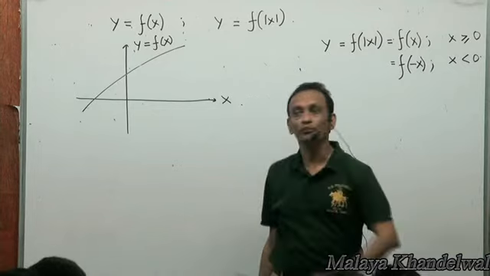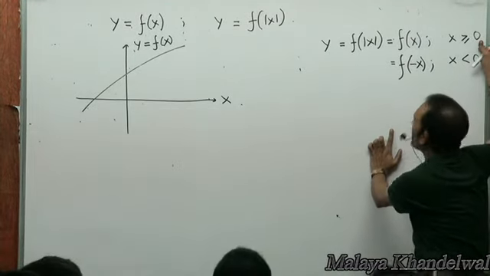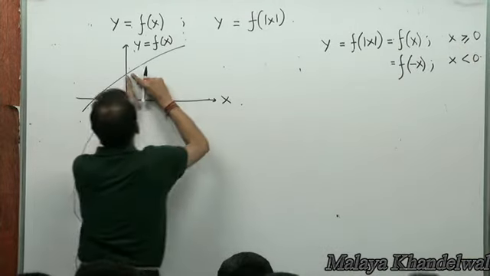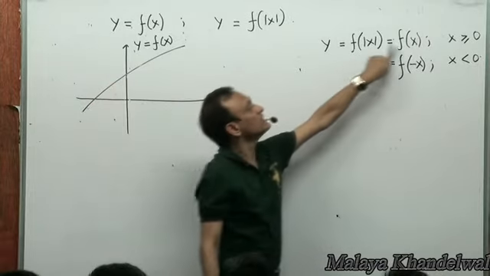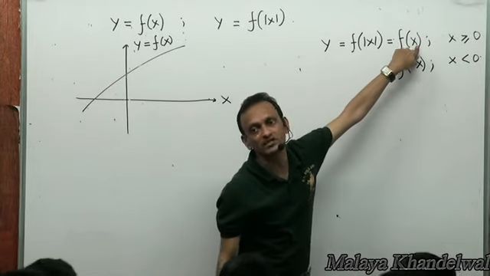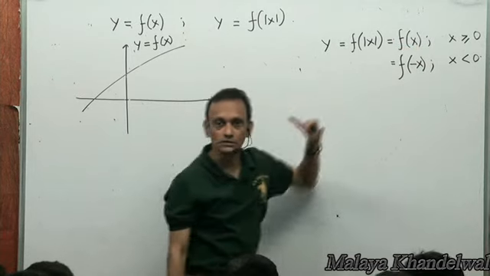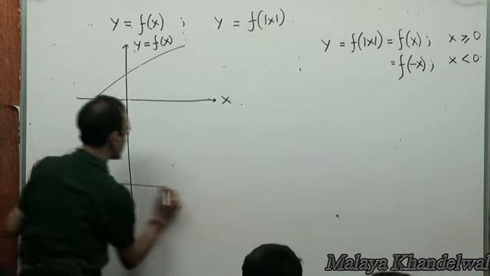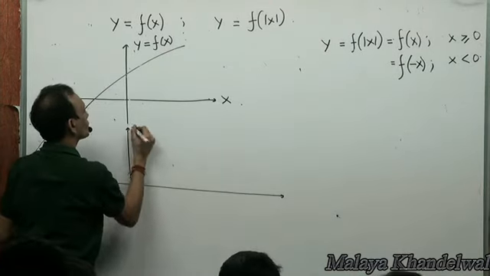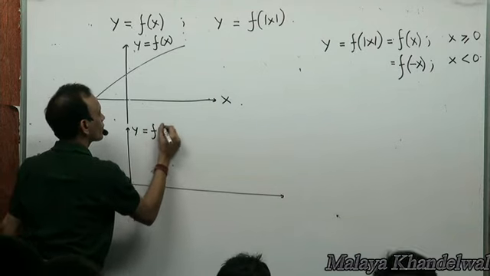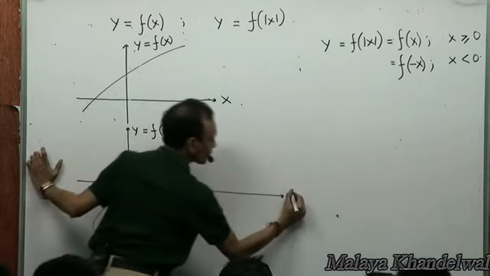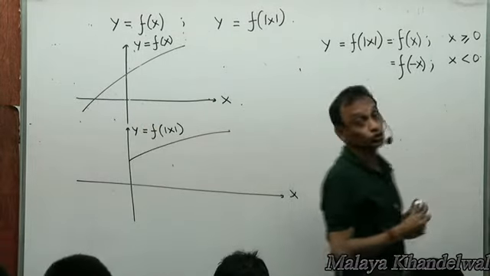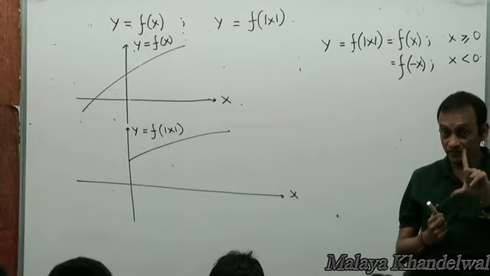Which means, to the right of the y-axis, the graph of f of mod x and f of x is the same. To the right of the y-axis, f of x and f of mod x will be the same. The output produced by f of mod x will be the same as the output produced by f of x. Right? So this part is retained to the right of the y-axis. Are you there with me, all of you?